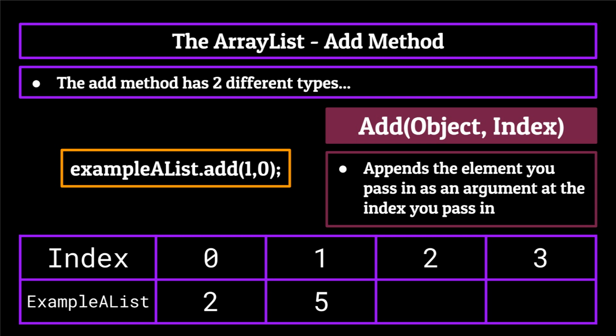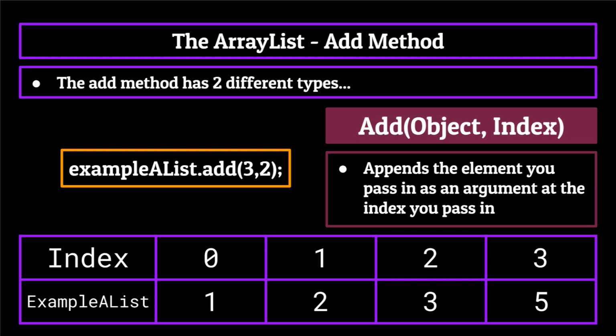Once the code has run, the array list will automatically shift our integers 2 and 5 to the right one in order to make space for the integer 1. This works for any index contained within the bounds of the array list. So if we wanted to do it again, only this time insert the number 3 at the second index so that the list remains in numerical order, we'd call exampleAList.add and then in the parentheses pass in the integer 3 and the index location 2. After the code has run, you'll see that we have added the integer into our array list.